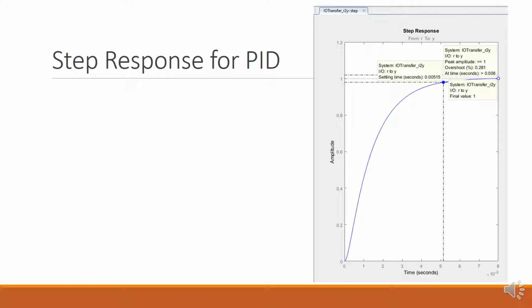This figure showed the step response for a PID controller. I obtained a settling time of 0.005 seconds, an overshoot of 0.281%, and no steady state error. This project was designed to show that the PID function uses system feedback to continuously control a dynamic process. The purpose of the PID control was to keep a process running as close as possible to a desired set point, and we met the desired criteria for this project.